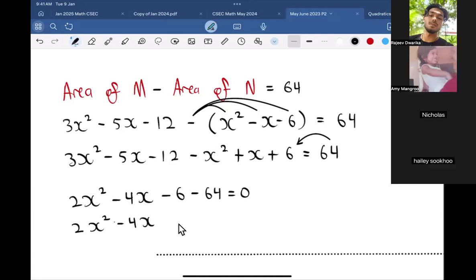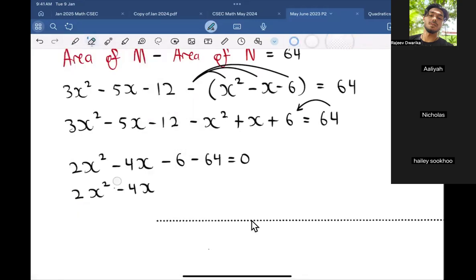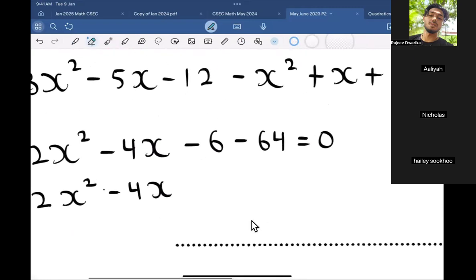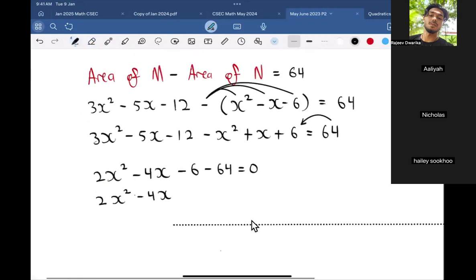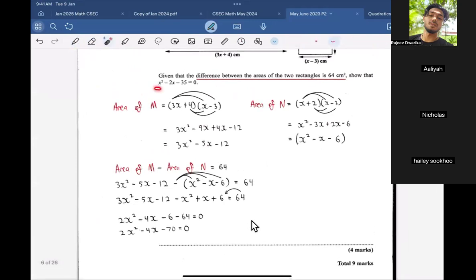Okay. Healy, what is -6 minus 64? -70. Aliyah, you all right? You okay? That's the correct answer, by the way. Yeah, that's the correct answer. It takes a little while, right? But yes, -70. Now, Aliyah, does this look exactly like the form they wanted? Yeah or no? No.